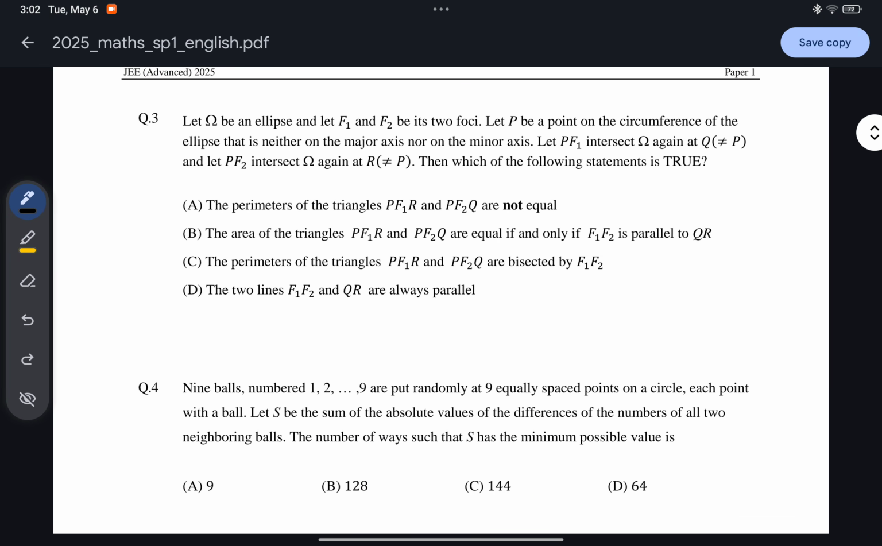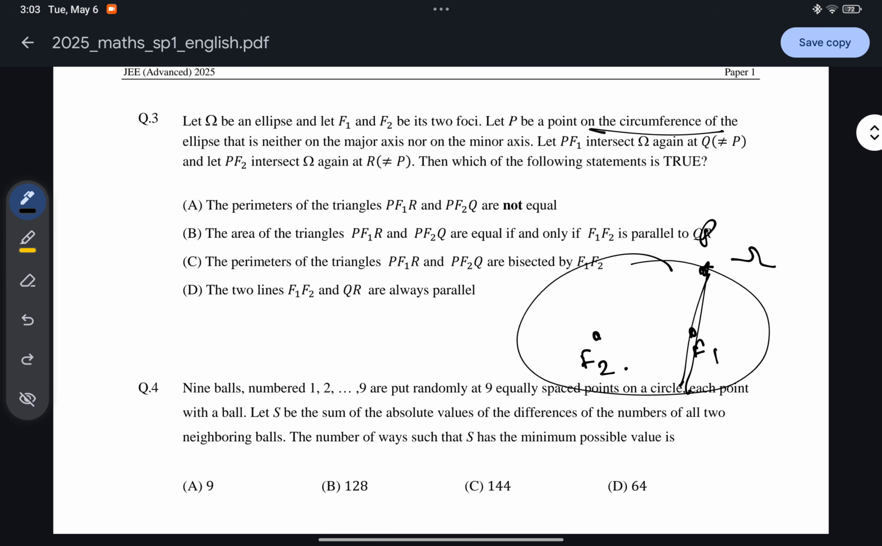What about the third one? Well, the third one is talking about some ellipse omega with f1 and f2 foci, and pf1 intersects the circumference of the ellipse and is neither on the major axis. So it should be somewhere here, and it should intersect at some q, and then it should go through f2 because of the reflection property of the ellipse, and same with this one, which is given to be r in the question.